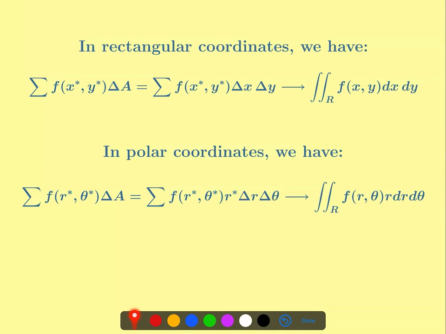So the thing to keep in mind here is rather than just having a dx dy like we had there, we have an extra r dr d theta when we're integrating. So if I have my height function as z equals f of r theta, and I'm trying to find a volume, I'm going to have to put an r dr d theta there.